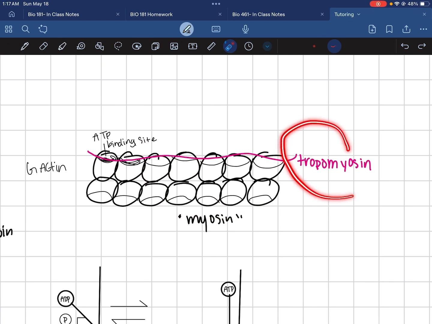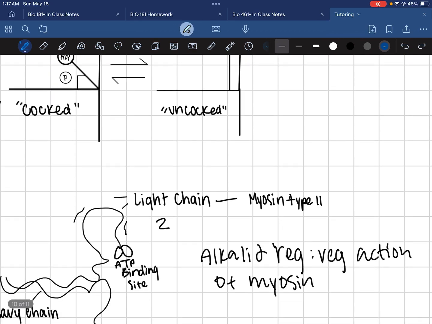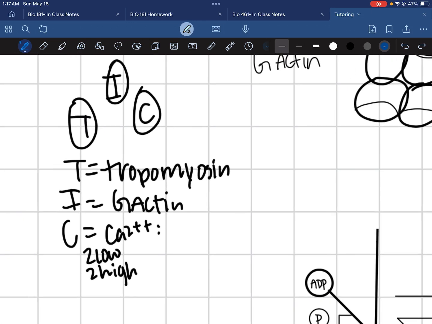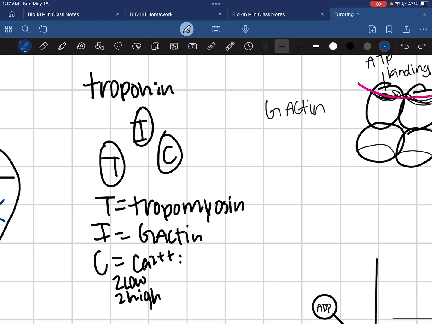But troponin, I don't care anymore actually. Yeah, so troponin moves tropomyosin.